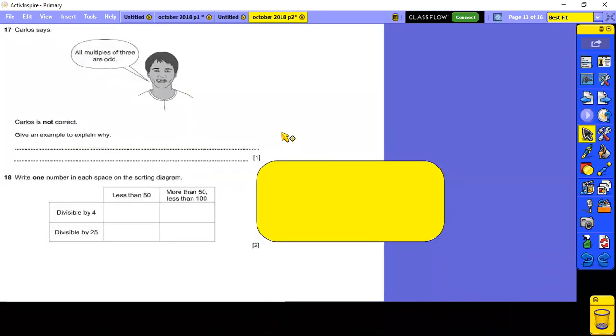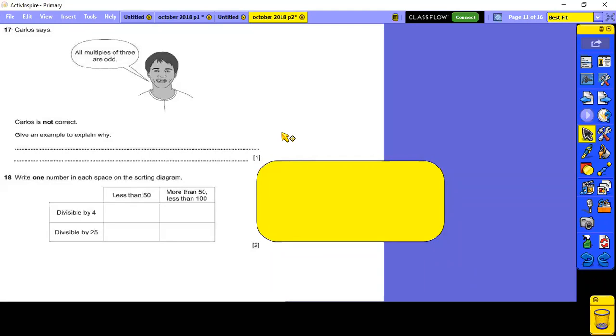Type. Carlos says Carlos is not correct. All multiples of 3 are odd. So if you check the multiples of 3, you have 3, 6, 9, 18. So 6 is in table 3 and it's not odd. 18 is not odd. So you should give them examples. You should give them more than one example that this is not right. Not only the 6 is the answer now. No, you can give them many answers that are even in table 3.